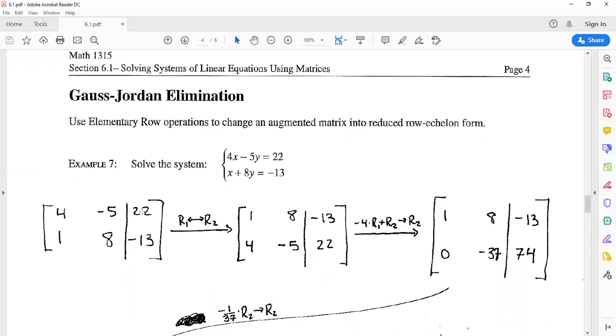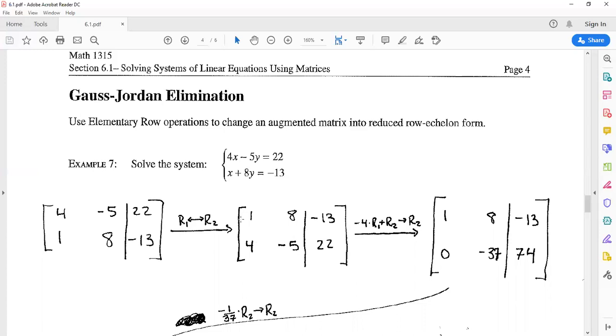So notice that I do have one other option here. I have a coefficient of 1 in the second row, first column of this matrix. So if I interchanged the first two rows, then I would have that 1 above, and I would have the leading one that I want. I'm going to do that because it brings about fewer fractions at the beginning here. So if I interchange rows 1 and 2, I'm left with this new matrix that has its first row as 1, 8, and -13, and its second row is 4, -5, and 22.